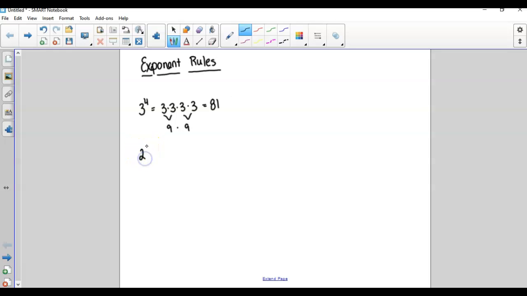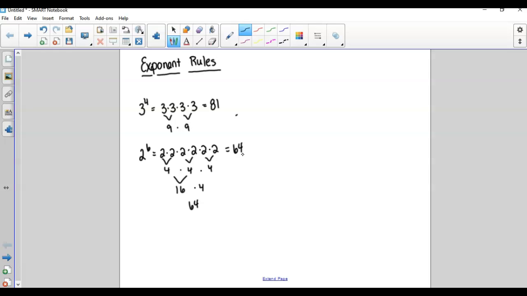If I had 2 to the 6th power, that would be 2 times 2 times 2 times 2 times 2 times 2. So 2 times 2 would be 4. This 2 times 2 would be 4. This 2 times 2 would be 4. If I multiplied these two together, I would get 16 times 4, and 16 times 4 is going to give us 64. So 64 is what this would be equal to. So exponents just mean repeated multiplication.